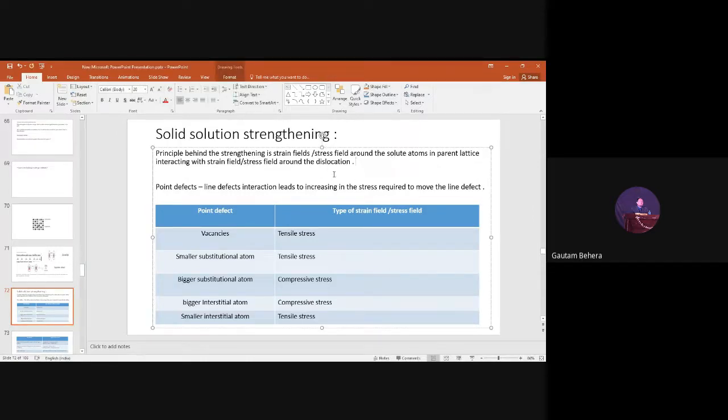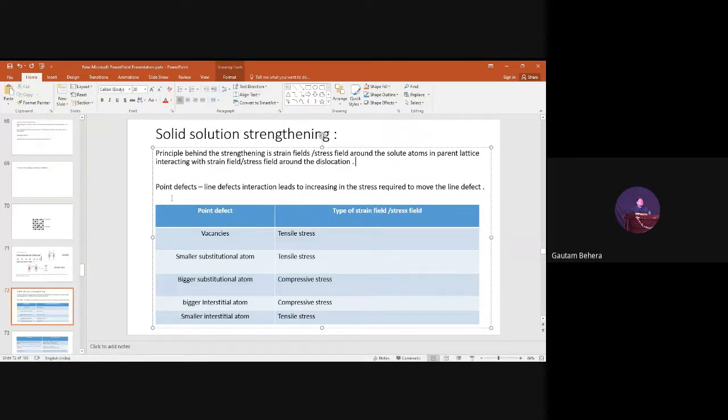So can you conclude how the strengthening is happening? The strengthening is happening due to interaction, right? What is the interaction? Point defect. Which point defect am I talking about? The solute atoms, they will interact with the line defect. Line defect means dislocations, right? So how will they interact?